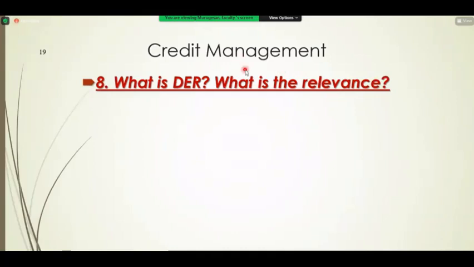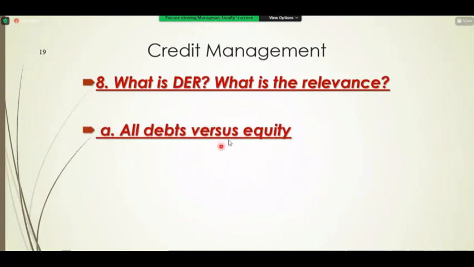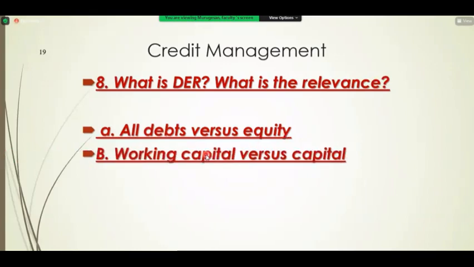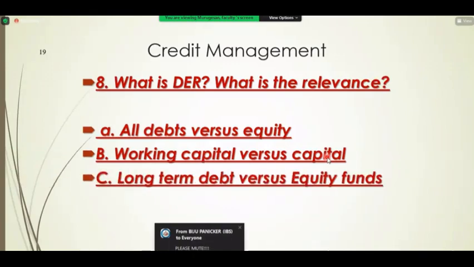Debt equity ratio is nothing but the relationship between, they will give four options. Here also four options. All debt versus equity. Working capital versus capital. No. Long-term debt versus equity funds. This is the correct answer. Long-term debts, NCL versus NW is called debt equity ratio.